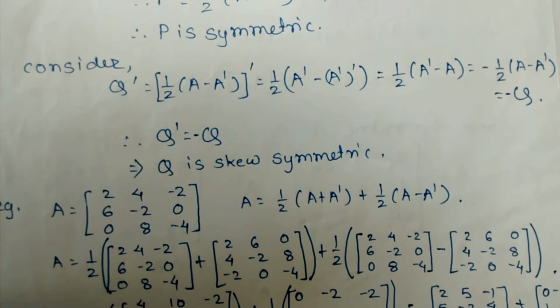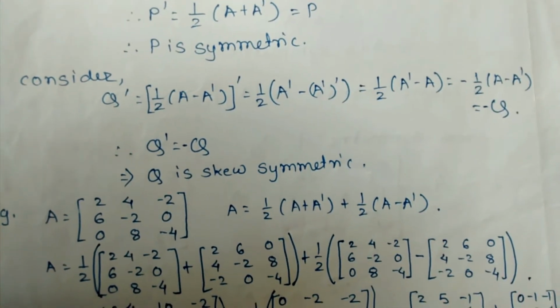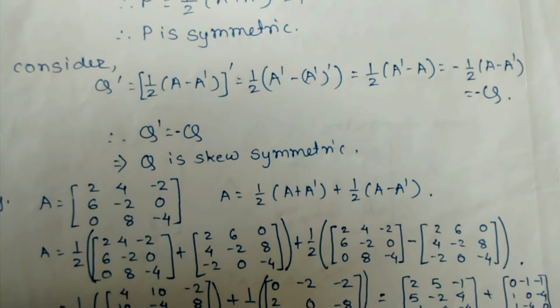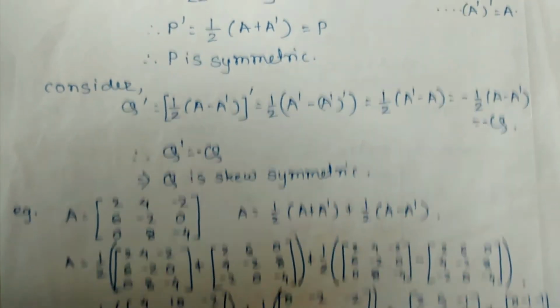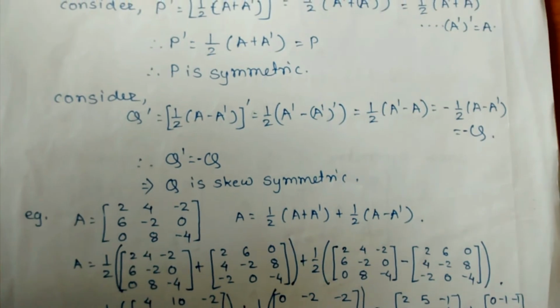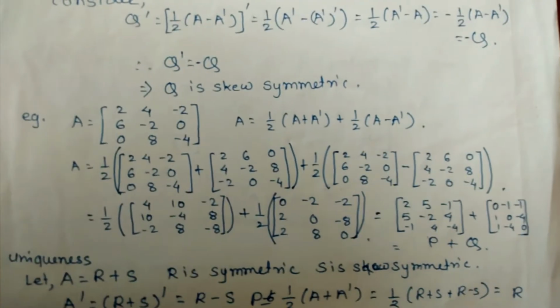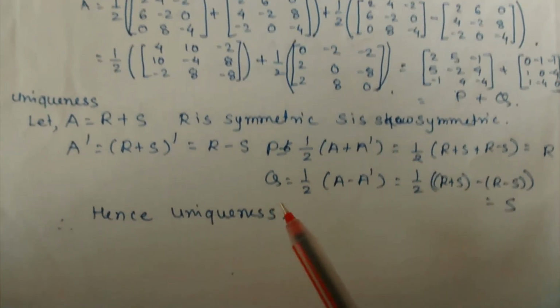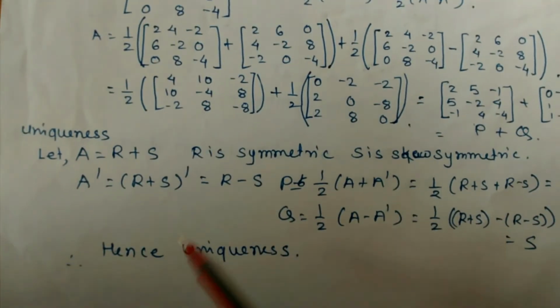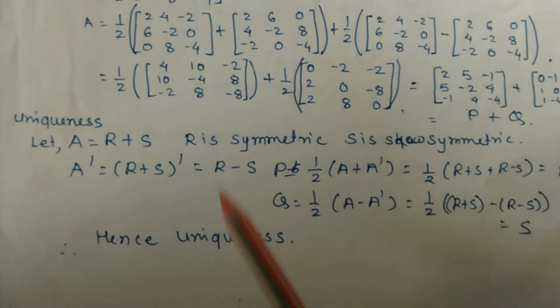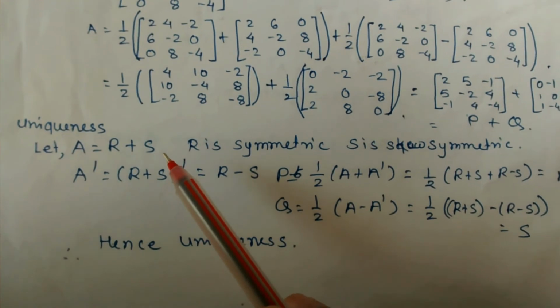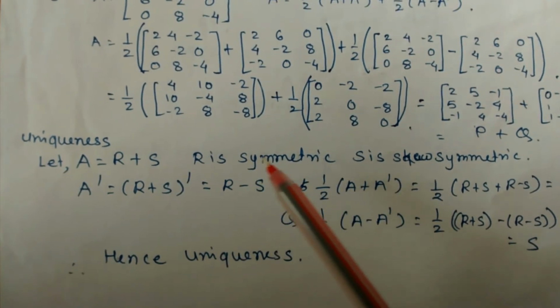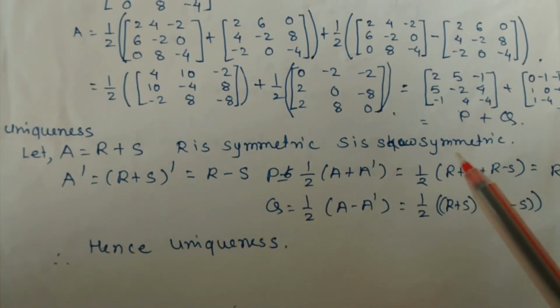Now this representation is unique. That is, a square matrix is uniquely expressed as a sum of symmetric and skew symmetric matrices. Let us come to the uniqueness. Uniqueness we are going to discuss. Let A be equal to R plus S. This is another representation I am taking, where R is symmetric and S is skew symmetric.